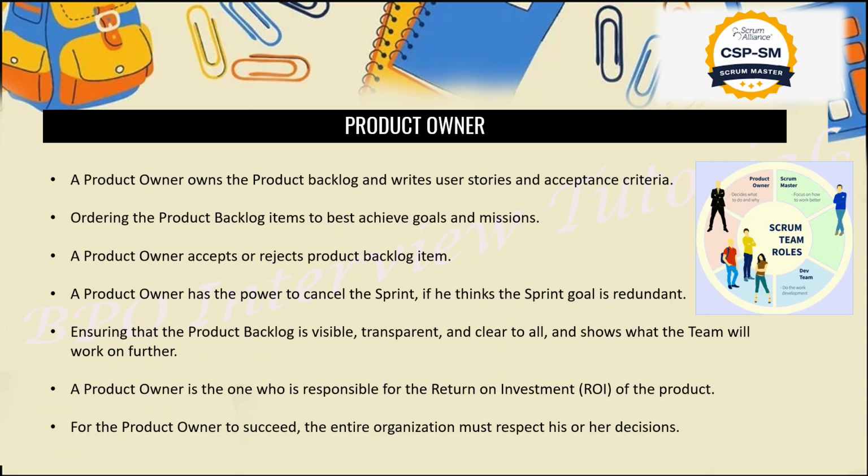So let's start with the first one we have, that is product owner. Guys, if you are giving these 7 to 8 points as an answer during your interview, definitely HR will understand you know everything about the product owner. Now the first point here says the product owner owns the product backlog and writes user stories and acceptance criteria.